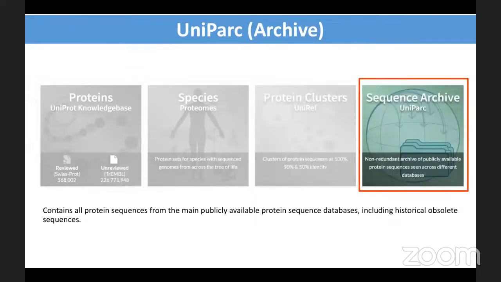The fourth component of UniProt is UniParc. It contains all protein sequences from public protein sequence databases, including historical obsolete sequences.